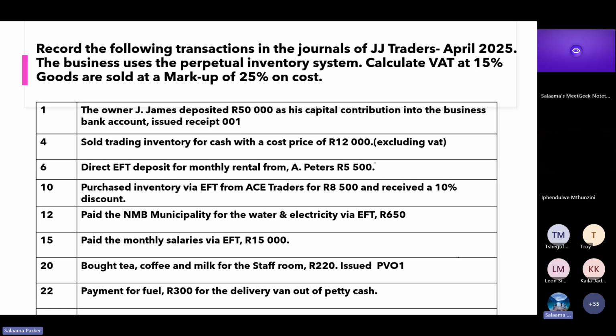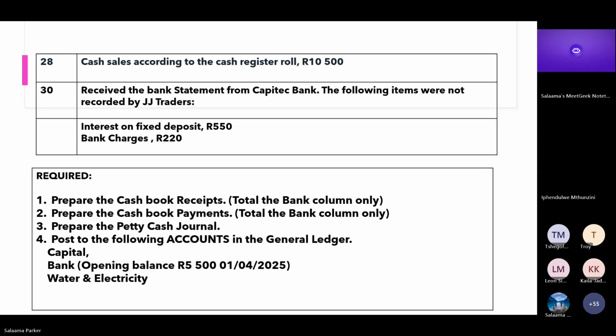Okay, so in my next slide. Also, not forgetting bank charges is an expense. So where will that go to? It's a payment. So bank charges will go to the cash book payments. Okay. So please remember that.